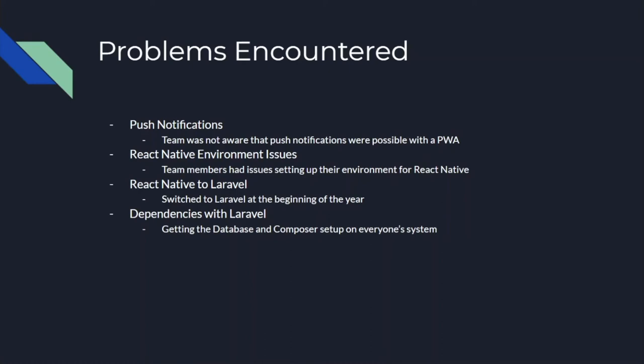We learned later that year from Professor Starr that there's actually a workaround for sending push notifications with the progressive web app. During development with React Native, some of our team members were having issues setting up their environment, and it lasted a few weeks and it slowed down our initial progress. We decided at the beginning of the spring semester to switch from React Native to a progressive web app. We decided to try out using Laravel. This meant we had to abandon some of our progress from the React Native app. However, we were able to catch up to this progress pretty quickly using Laravel.